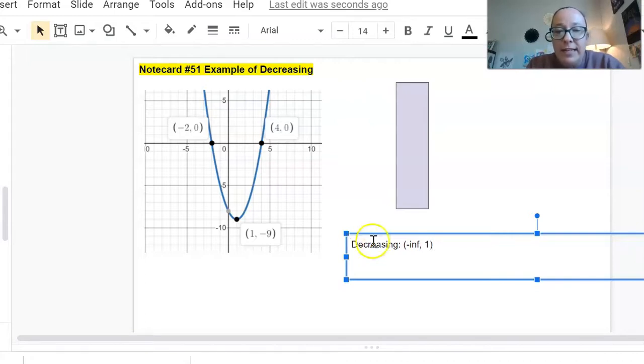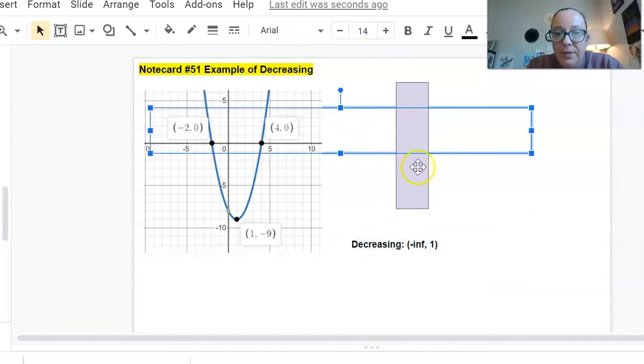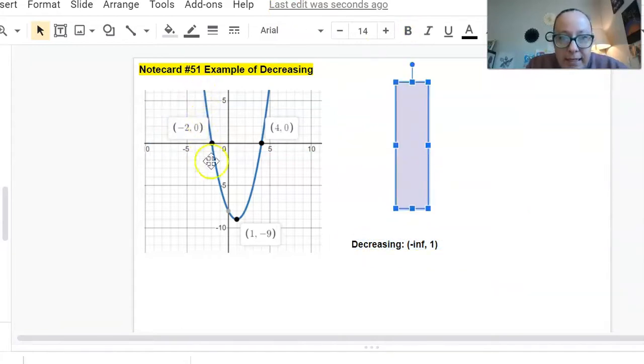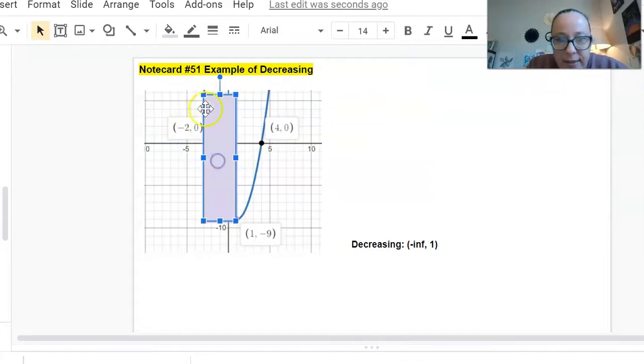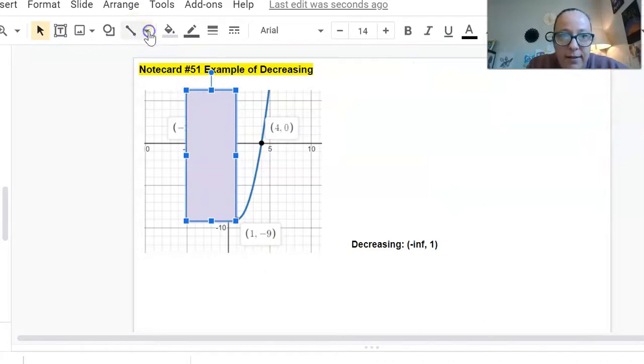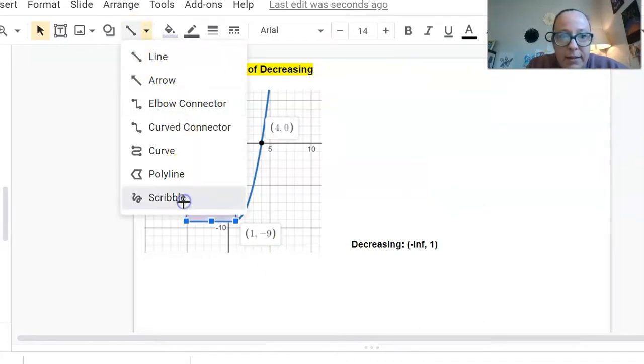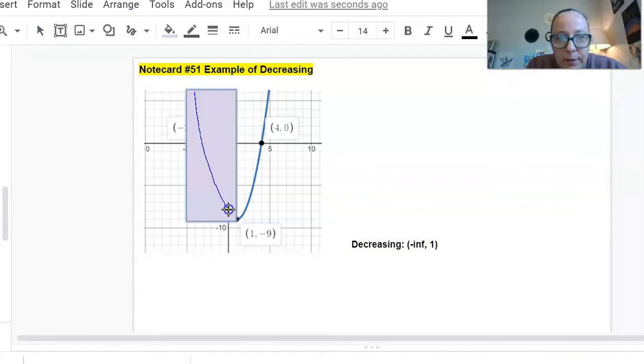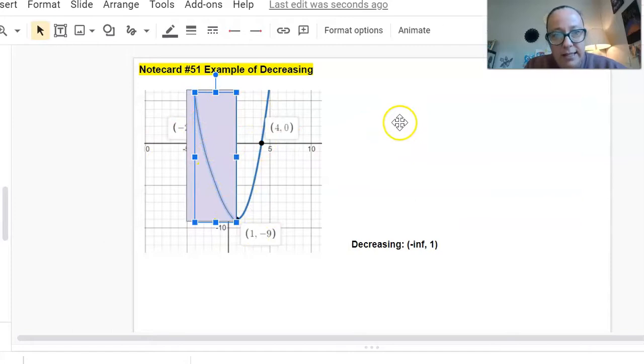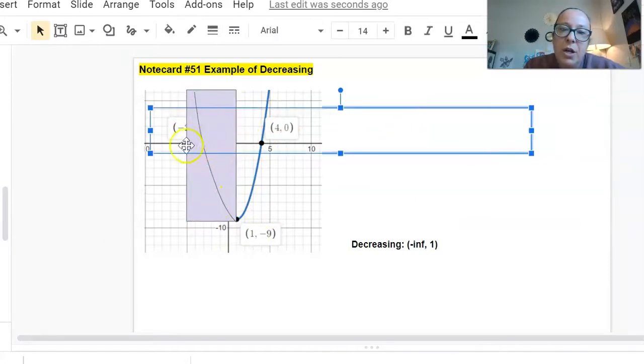Okay, remember, increasing and decreasing, you don't use brackets. All right, you use parentheses only. Now, decreasing, so I'm going to take this and move this. I can't quite highlight, but it's decreasing all this side. It's going down all of this side. Let me scribble. Okay, so that is decreasing. All over there is decreasing. Well, that's kind of neat. All right, so it is decreasing from negative infinity to 1.